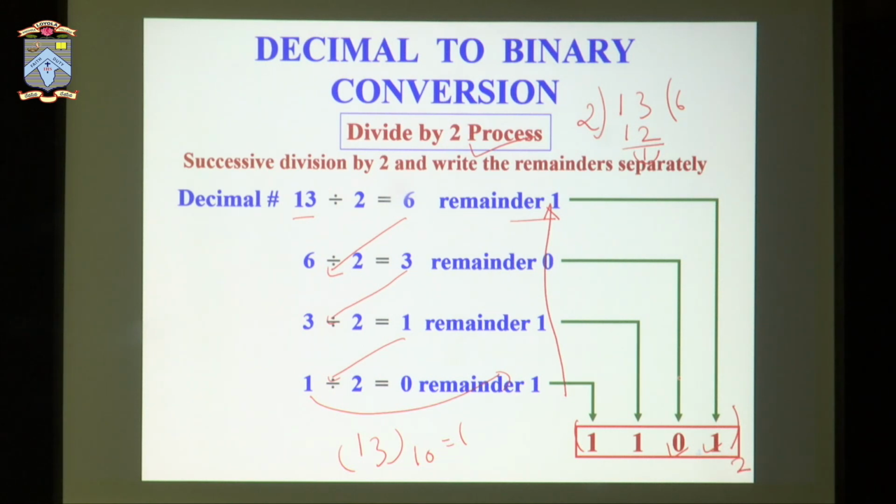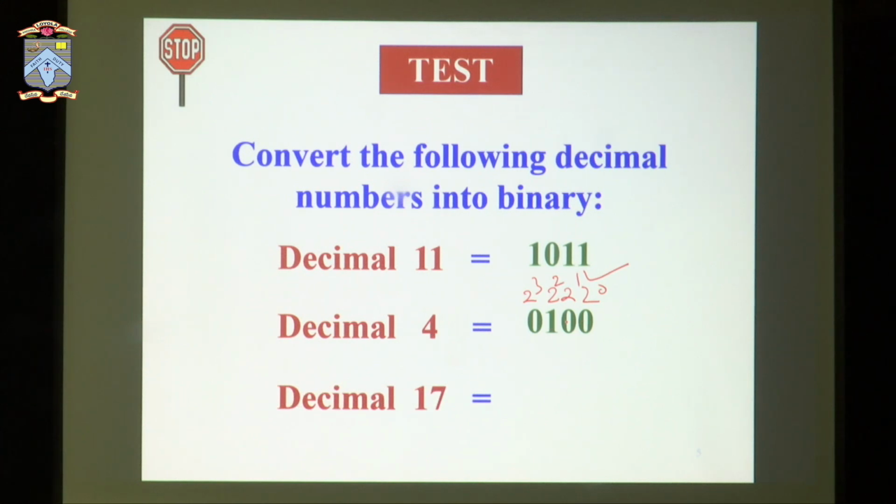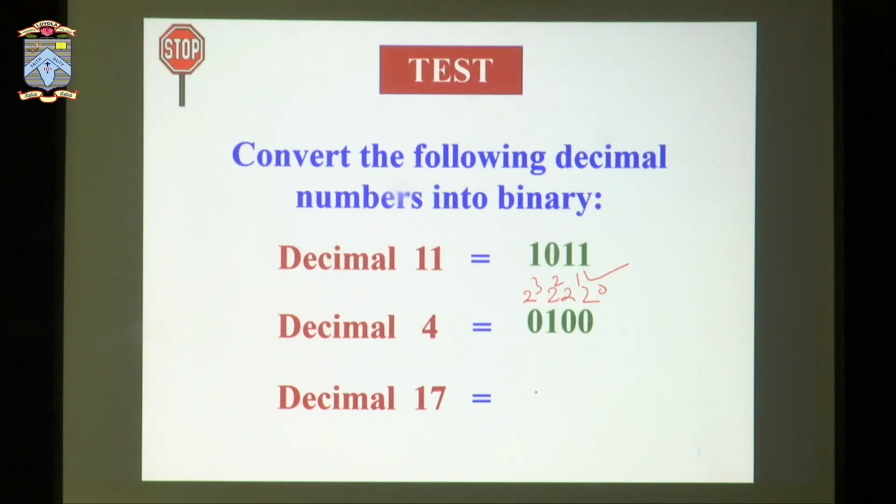That is how we convert a decimal to binary. It is a small test for you: convert the following decimal numbers to binary. What is the answer for 11? It is 1011. Because this is 2 power 0, 2 power 1, I will show you how to convert it into a decimal. Once again, decimal 4 is written as 100. Do not read it as a hundred. You always read it as 0100. Whereas for decimal 17, the answer is 10001.